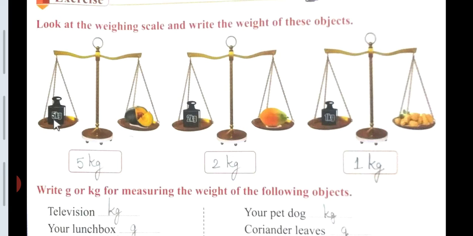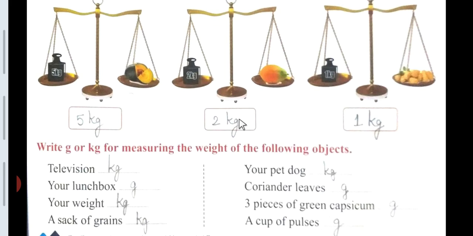On the bottle you can see 5 kg. So that means this pumpkin is also of 5 kg. A 2 kg bottle is kept here. That means the papaya is also of 2 kgs. And here you can see some potatoes, and the bottle says that it is of 1 kg. So these potatoes are also of 1 kg.